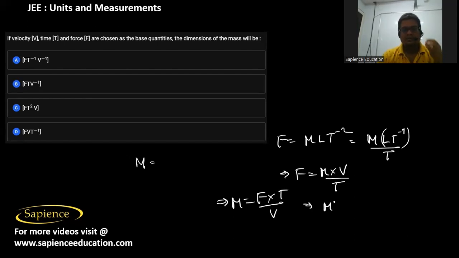So therefore the dimension of mass will be equal to force into time into velocity power minus 1, into v inverse. So option B is the correct answer.